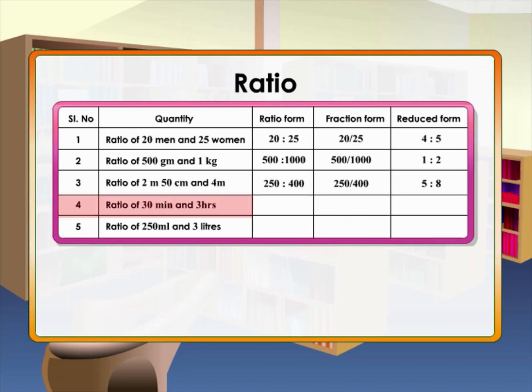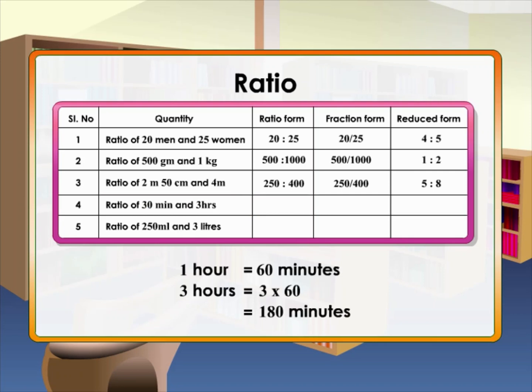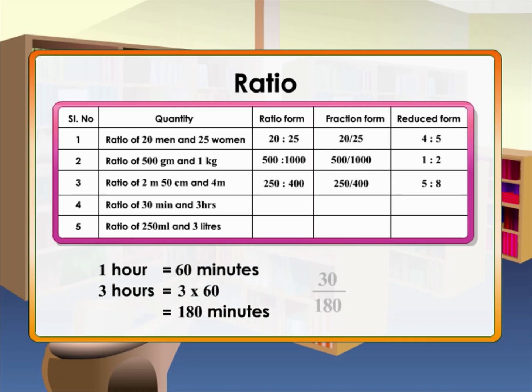Ratio of 30 minutes and 3 hours. This is also in different units, so we have to convert hours to minutes. 1 hour is equal to 60 minutes. So 3 hours is equal to 3 times 60 minutes, which is equal to 180 minutes. So we write it as 30 divided by 180. Cancel 1 0 in the numerator and denominator, and cancel 3 divided by 18. 3 times 1 is 3. 3 times 6 is 18. So we get 1 divided by 6.